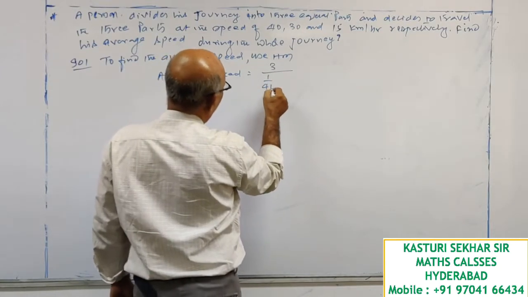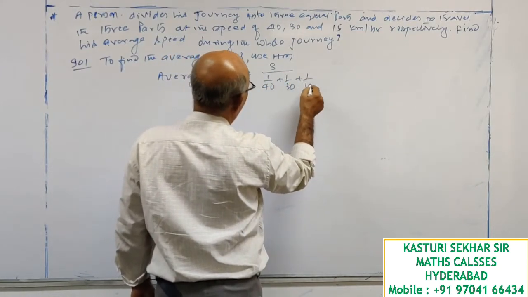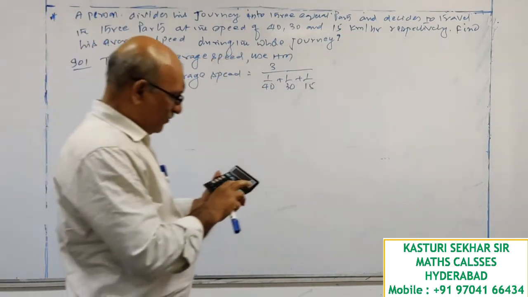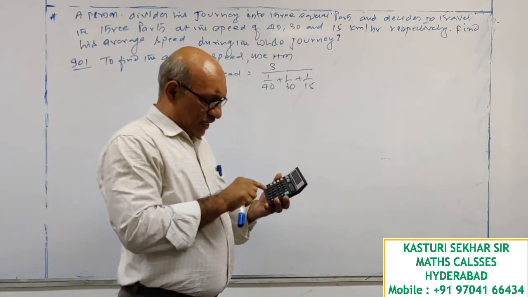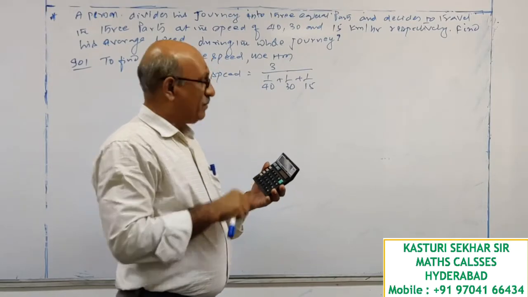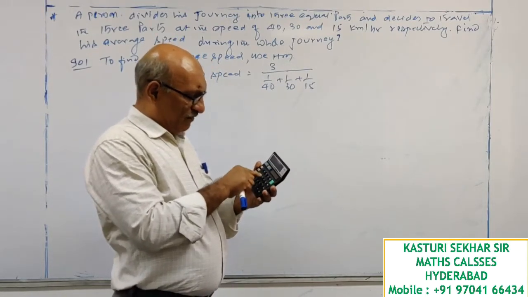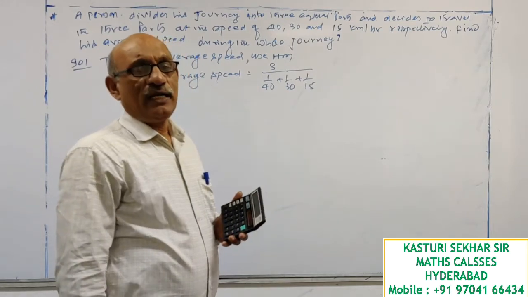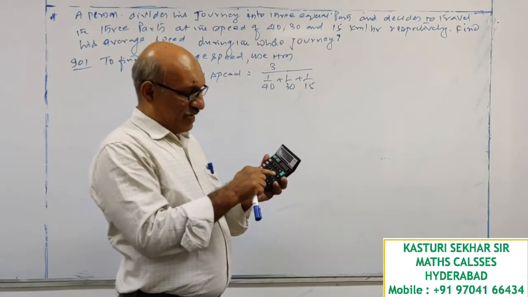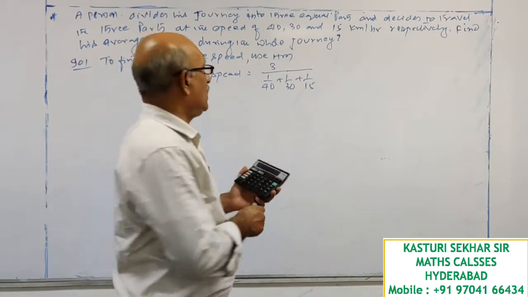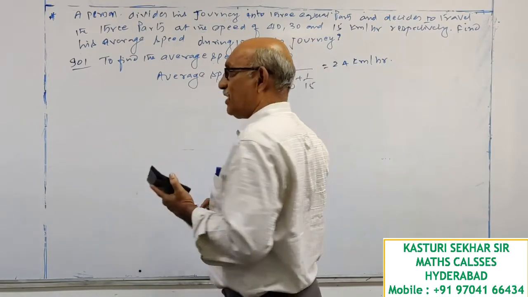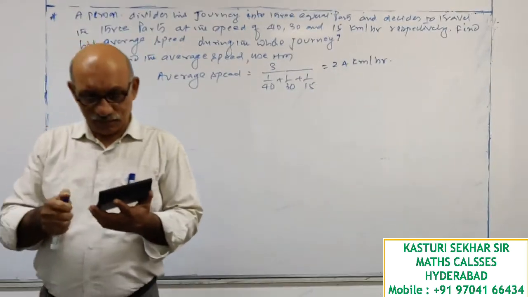So average speed is equal to 3 divided by 1 by 40 plus 1 by 30 plus 1 by 15. We can simplify this. 1 divided by 40 is equal to memory plus, 1 divided by 30 is equal to memory plus, 1 divided by 15 is equal to memory plus. Denominator is simplified and stored in the memory. Numerator is 3 divided by MR is equal to. So this is equal to 24 kilometers per hour. So his average speed is 24 kilometers per hour.